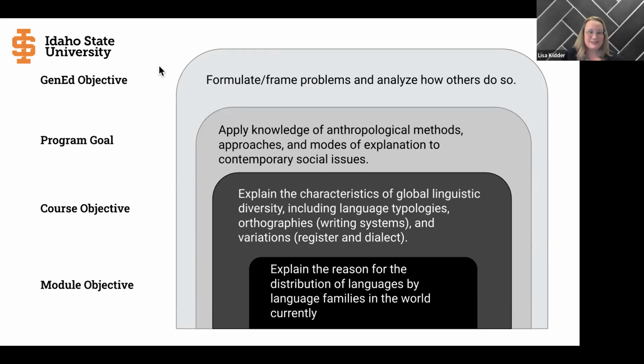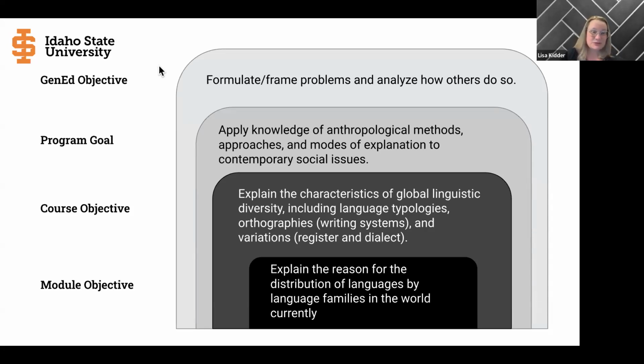Within the course, now we're going to look at linguistics. Explain the characteristics of global linguistic diversity, including language, typologies, orthographies, that's writing systems, and variations like register and dialect. You'll notice that orthographies is a discipline-specific term and might not be readily recognized by students. And so there's some detailed descriptions to help point the students into what they do, writing systems. That still ties into anthropological methods, it still ties into contemporary social issues, and it still ties into critical thinking and how to frame problems. We're at the course level.